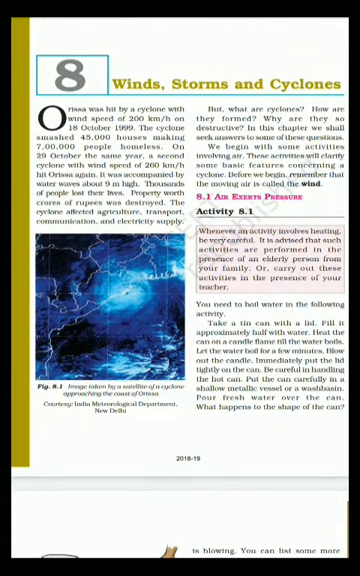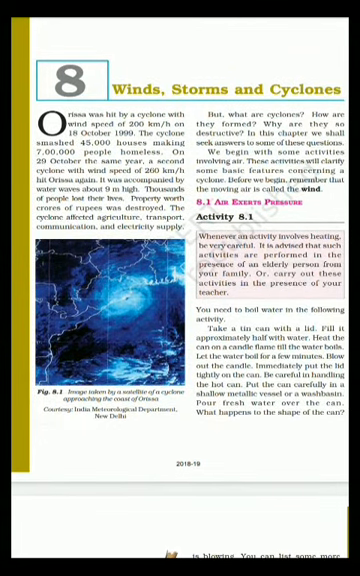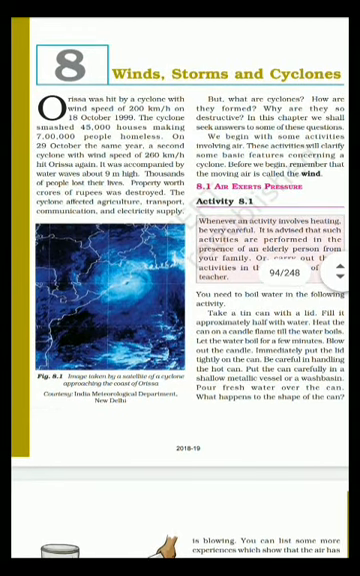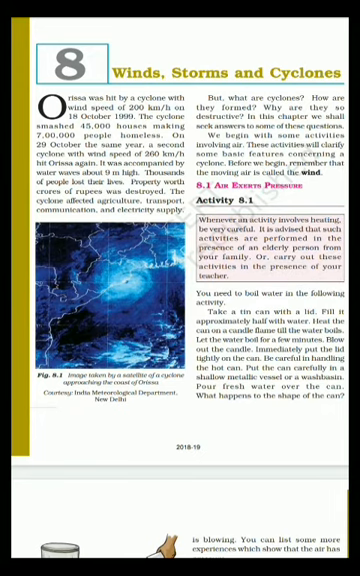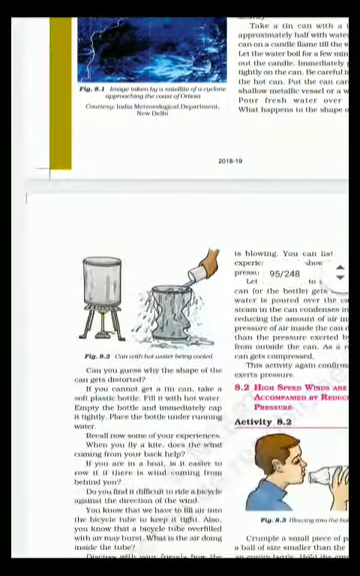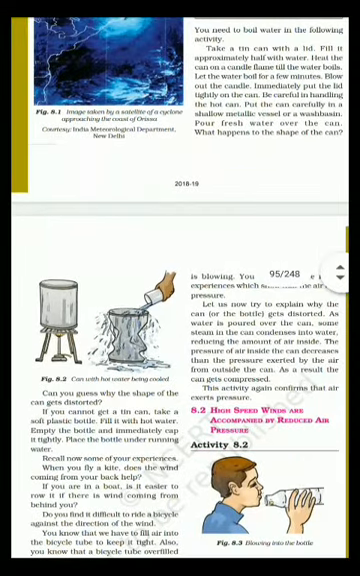You can see the image, figure 8.1. Property worth crores of rupees was destroyed. The cyclone affected agriculture, transport, communication and electricity supply. So this is the incident that happened.